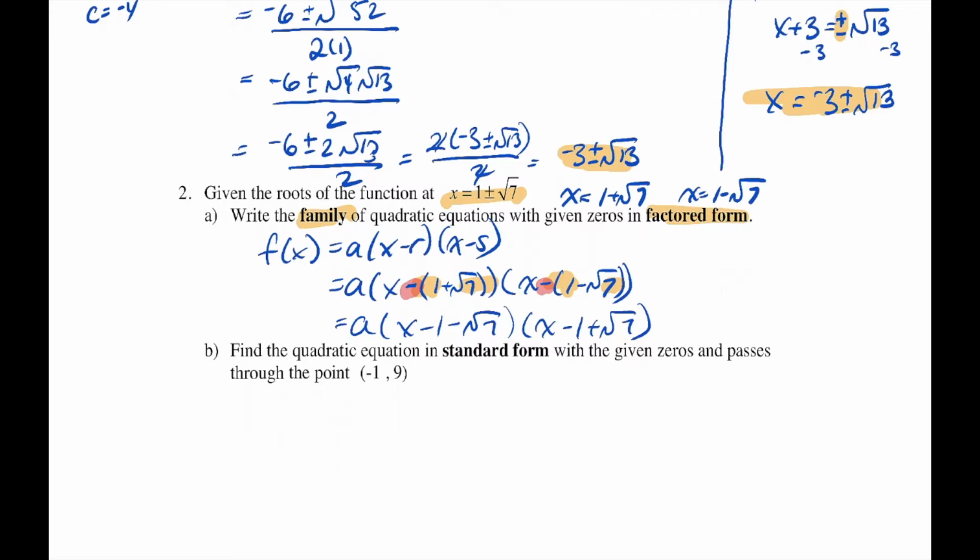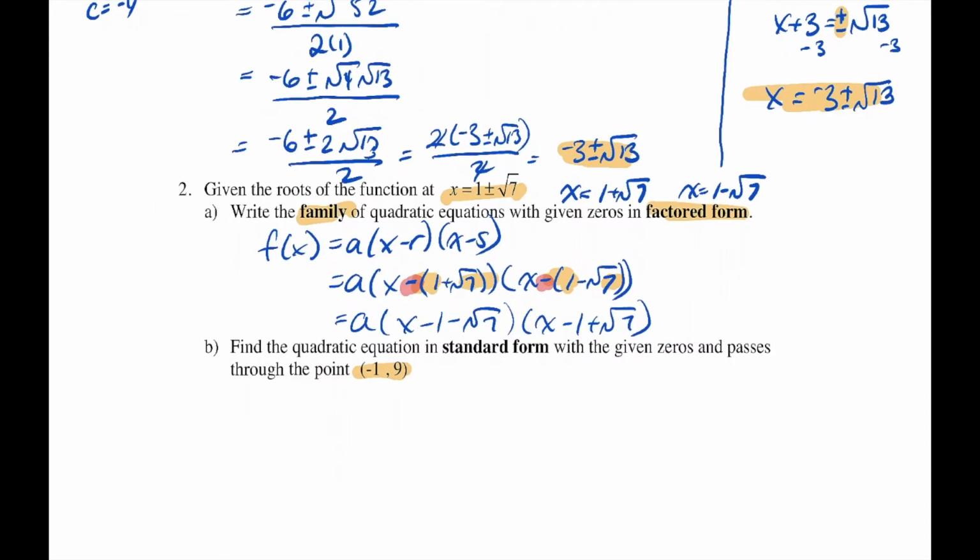Now we want to find the specific equation where the parabola passes through the point negative 1, 9. In other words, when it passes through that point, that means that's how we got a point on the graph, is when x is equal to negative 1 and y is 9. Another way I like to phrase it is the combination of x being negative 1 and y being 9 makes our equation true. So we go back and sort of plug that in.